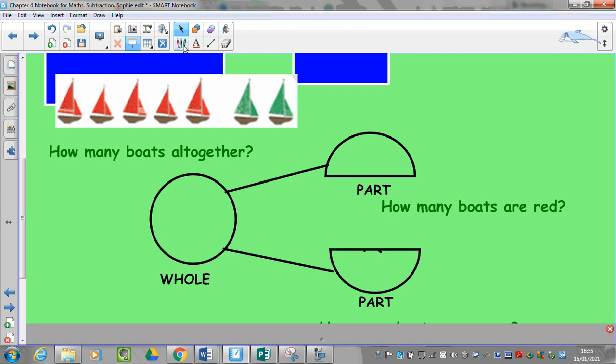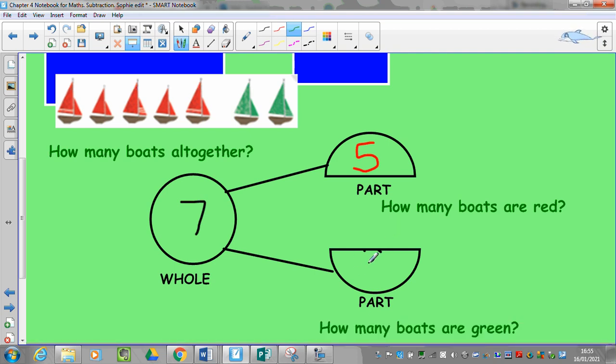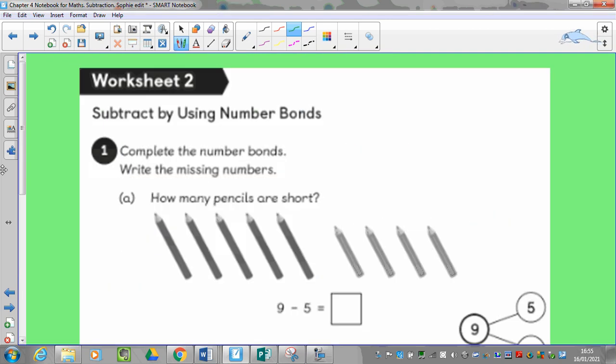There are 7 altogether. 7 boats altogether. How many boats are red? 5 is my part. How many are not red? 2 are green. Fabulous.